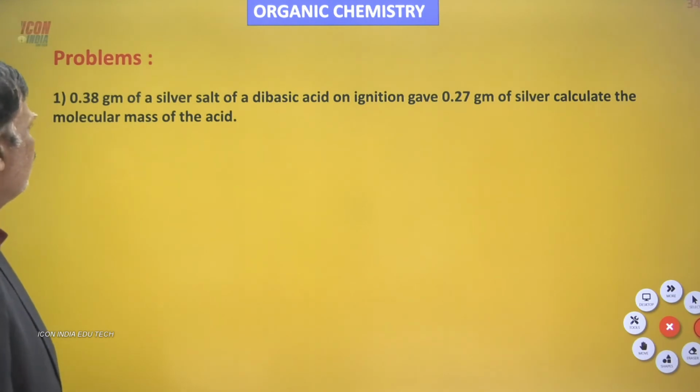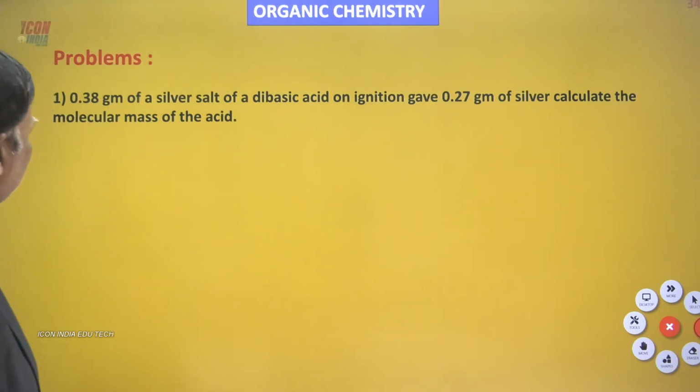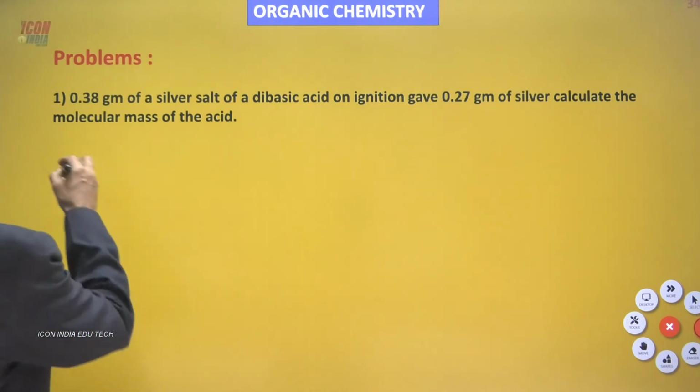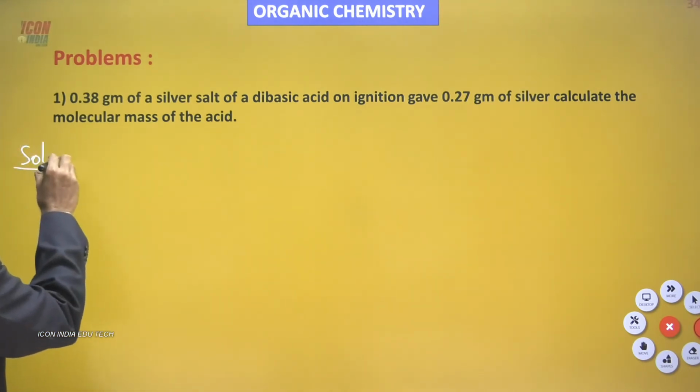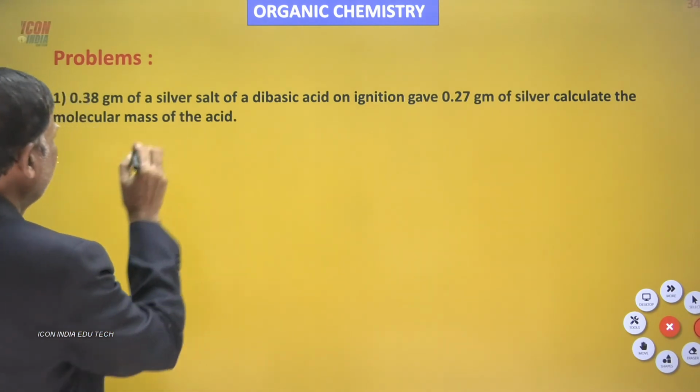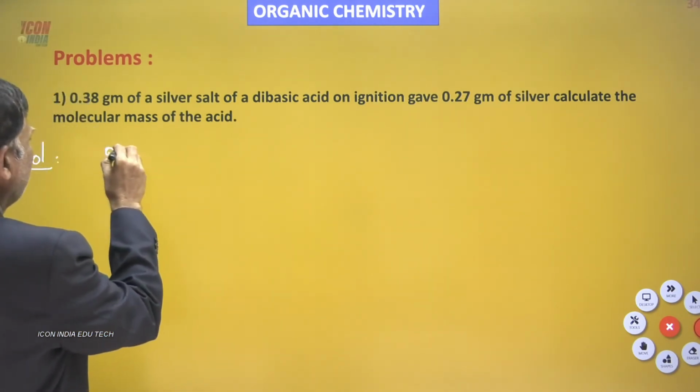Okay. For example, there is a problem. You try to solve that problem. 0.38 grams of a silver salt of dibasic acid on ignition gave 0.27 grams of silver. Calculate the molecular mass of the acid. See, let us try to solve that problem. Silver salt weight is 0.38 grams.